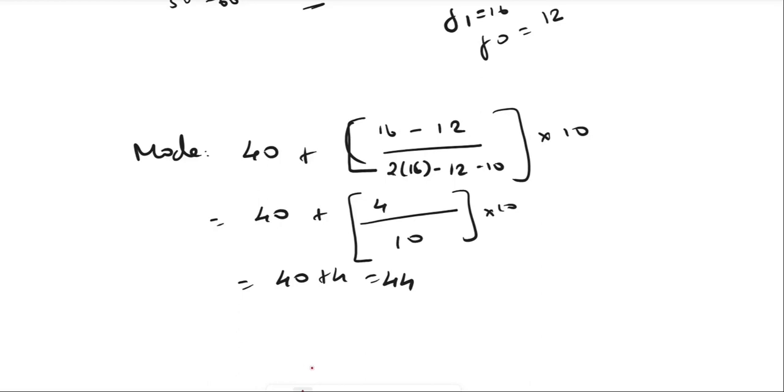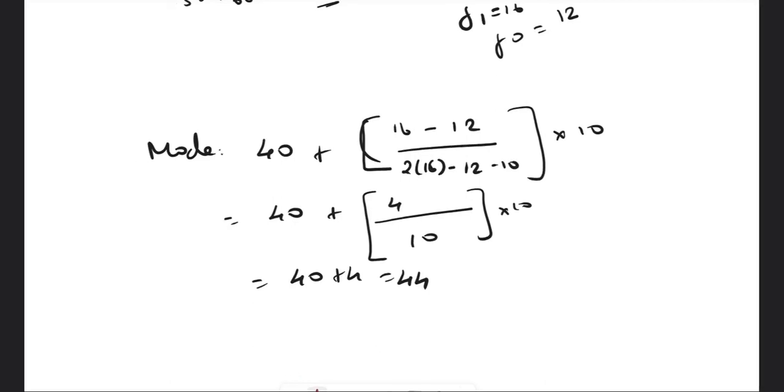Dear friends, I hope you understood the methodology for grouped data and ungrouped data, and we are done with the measures of central tendency. Let us see the measures of variance in the next session.